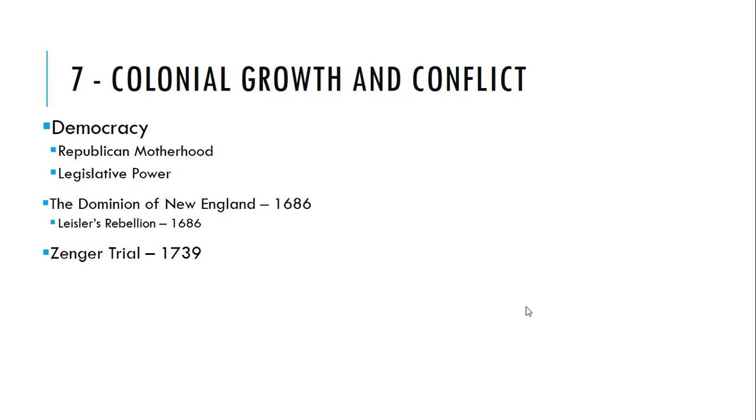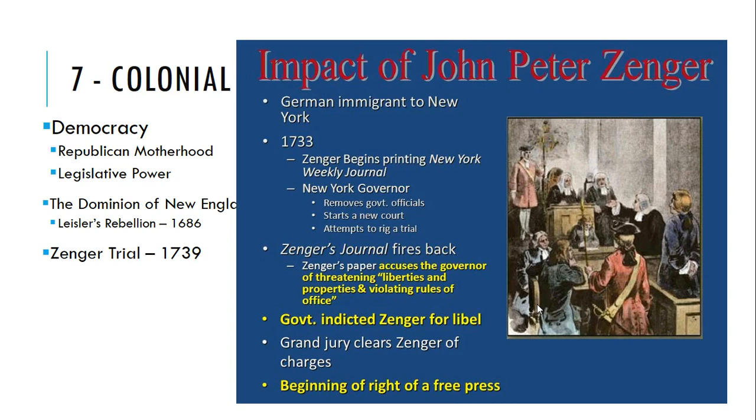The Zenger Trial is another example of the colonies exerting their own authority. This is the trial of a newspaper editor, John Peter Zenger, who was arrested for printing negative things about the governor of New York. And the jury ended up ruling that he was not guilty of libel because the things that he was printing were true. And so this is the beginning of the idea of freedom of the press. And it's going to be one of the rights that is going to be enshrined in the First Amendment of the Bill of Rights. So the Zenger trial represents another step towards some of the principles that we consider essential in American democracy.